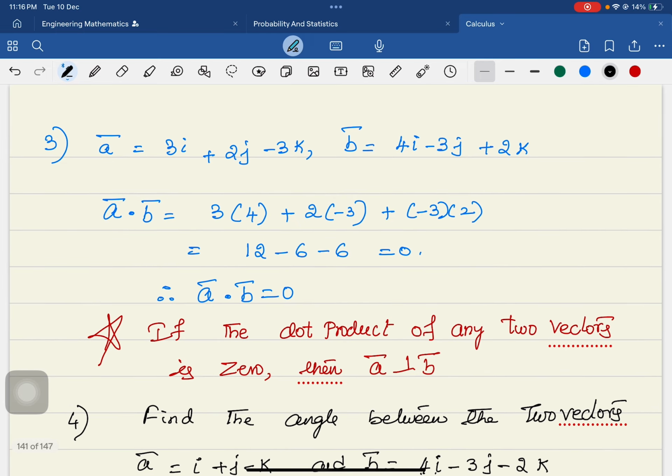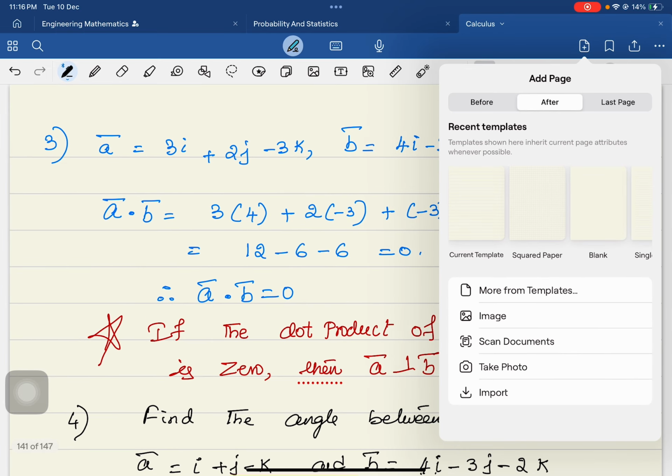Now I am going to move on to the cross product of any two vectors.